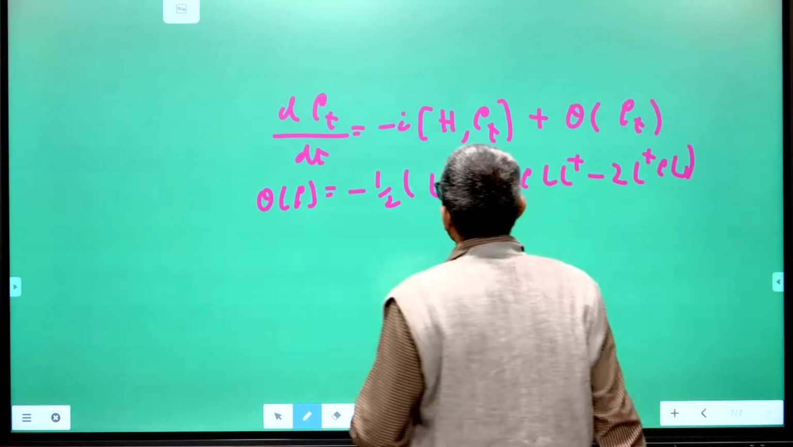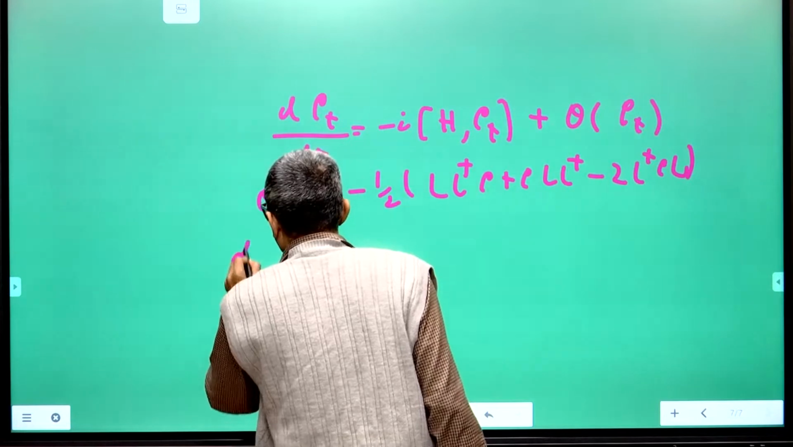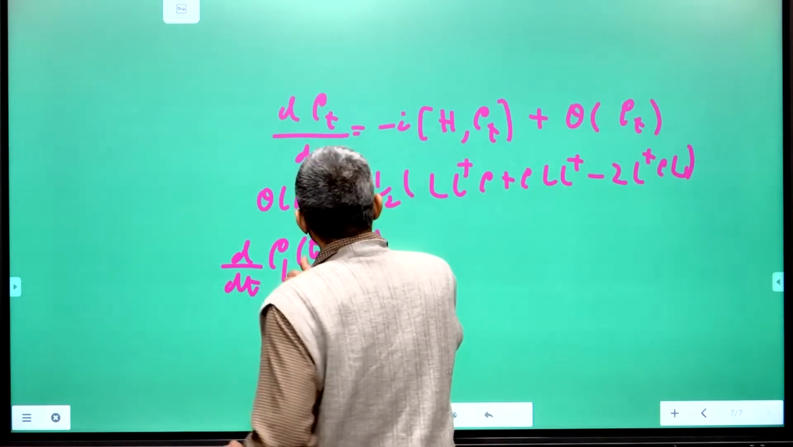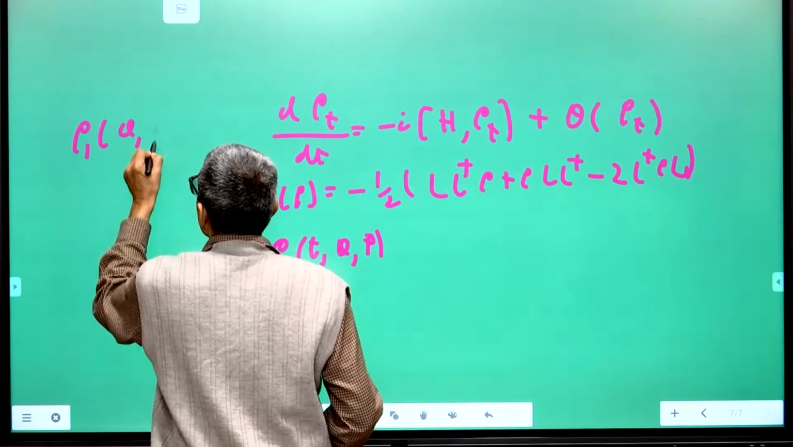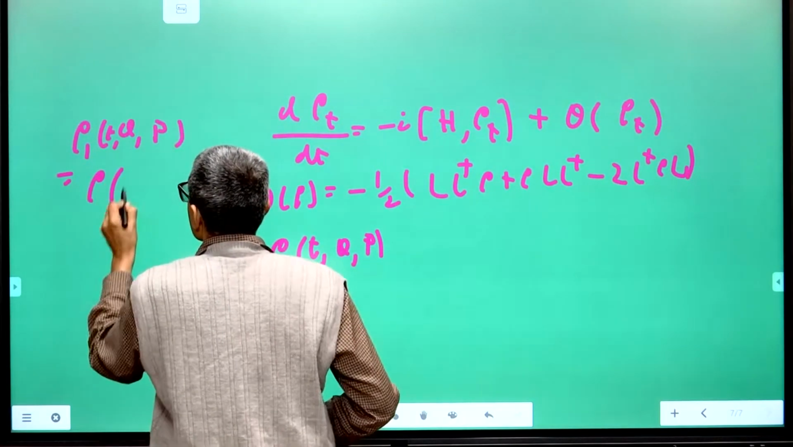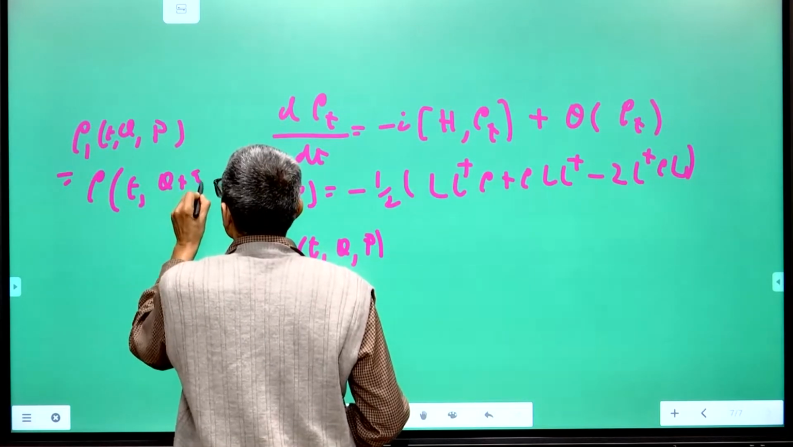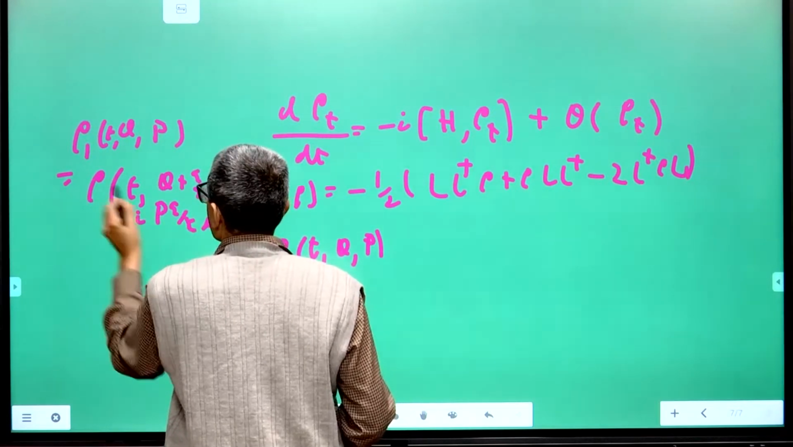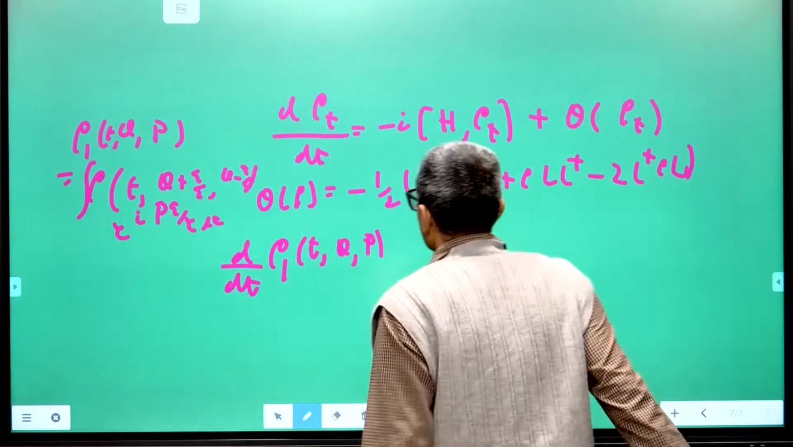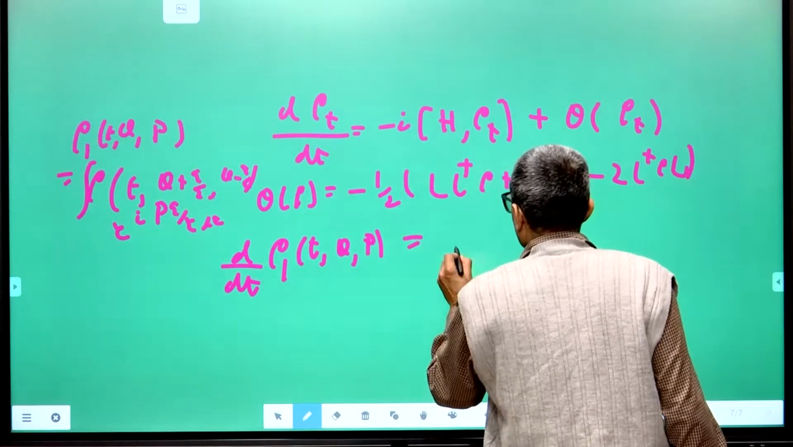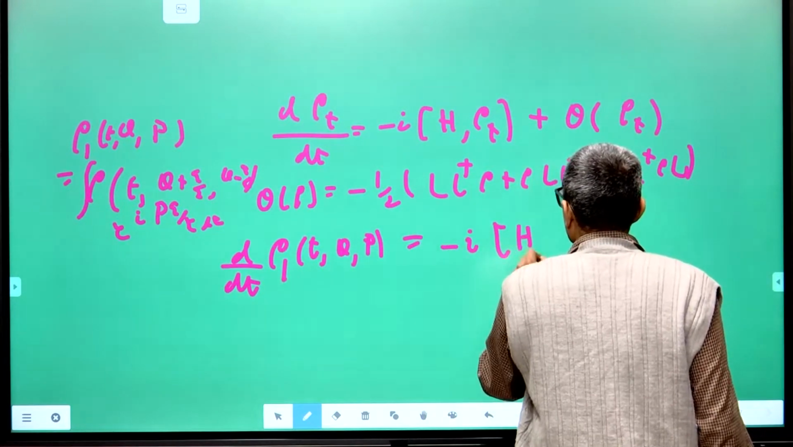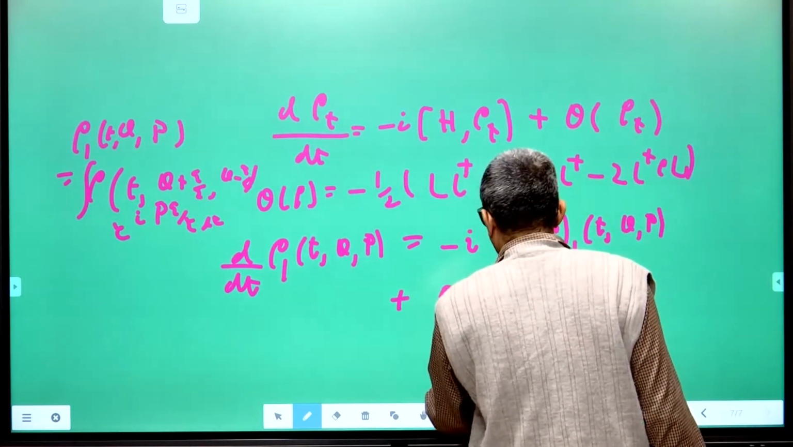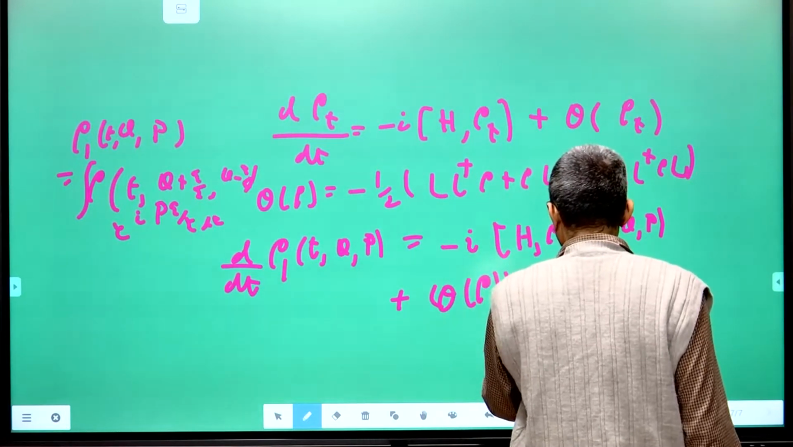So, I have already seen that when you go to the Wigner domain, you can write this as d/dt of ρ1(t, q, p), where ρ1 is the Wigner transform of ρ_t, that is ρ1(t, q, p) is nothing but the integral of ρ(t, q plus q'/2, q minus q'/2) e to the power i p q'/ħ dq'. And you can get the inverse by using the inverse of the Fourier transform. So, this becomes equal to minus i times the Wigner transform of [H, ρ] plus Θ of ρ1 at (t, q, p).